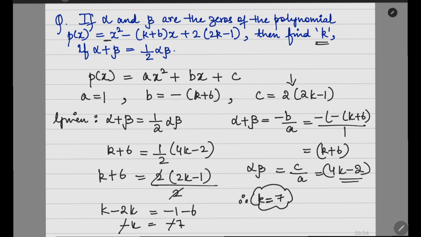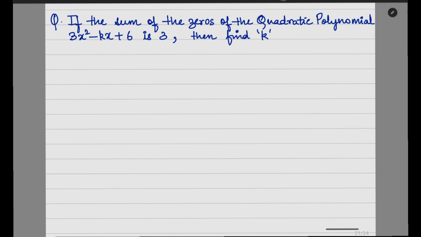Okay, so the only thing that you have to know is, from the given polynomial, whatever it may be, find out what is a, what is b, and what is c. Another thing is, the sum alpha plus beta is equal to minus b by a, and the product of the roots is equal to c by a. This is the only thing that you have to know. Okay. So another question we will do, and then I will give you homework.